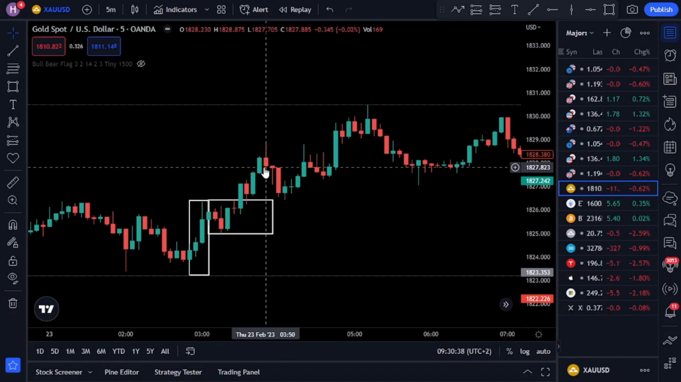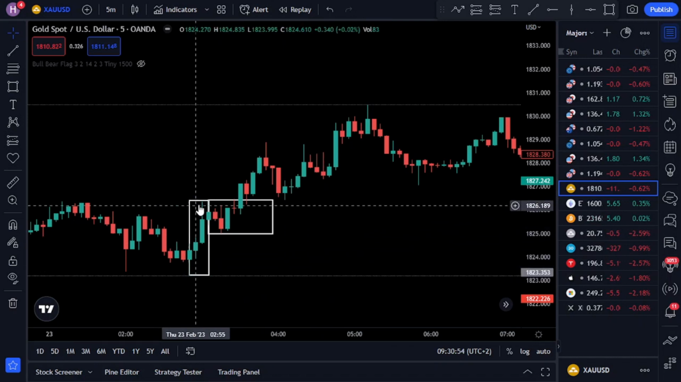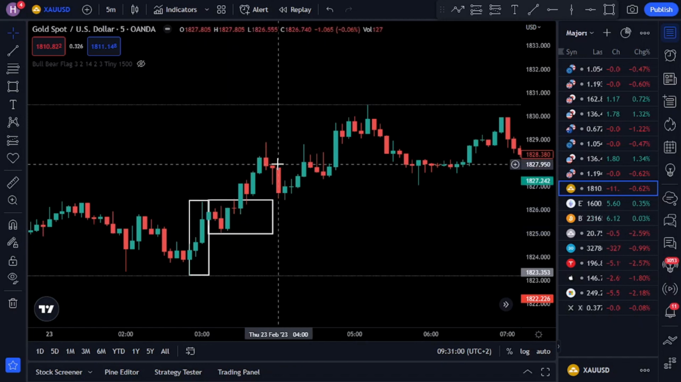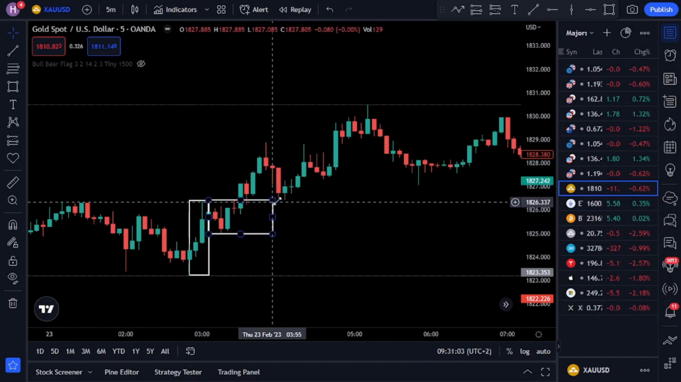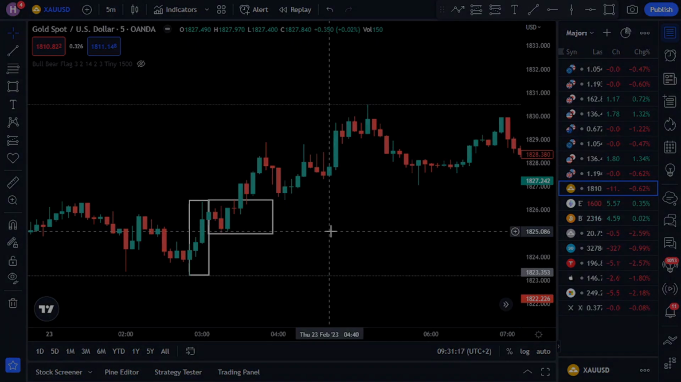Next, we have our flag. After that initial move, the price consolidates in a tight range, forming a flag-like pattern. The flag is usually sloping against the current trend in the market. Lastly, we have that breakout. Once the price breaks out of the flag, it typically resumes the upward trend, often with increased volume. So remember, the pattern is characterized by a sharp and sudden upward move in price called the flagpole, followed by a period of consolidation, which is the flag.